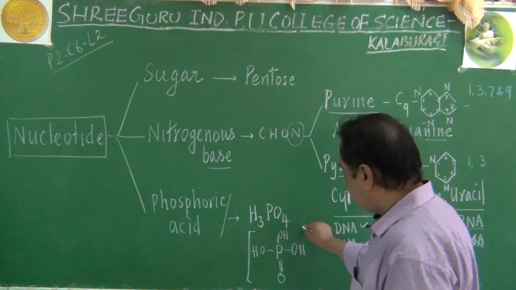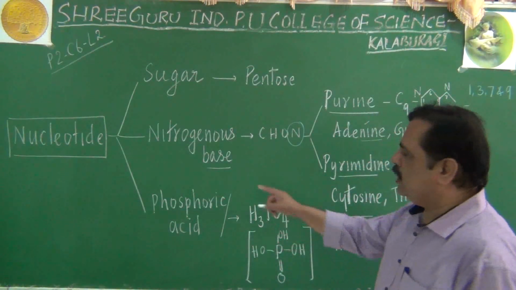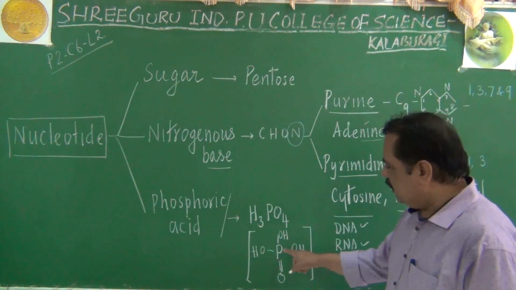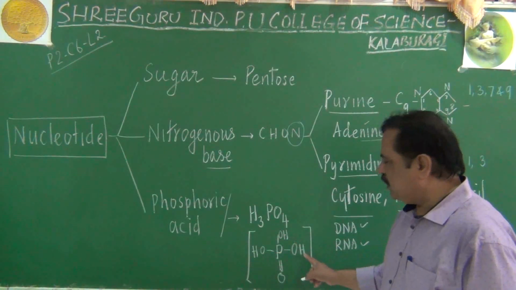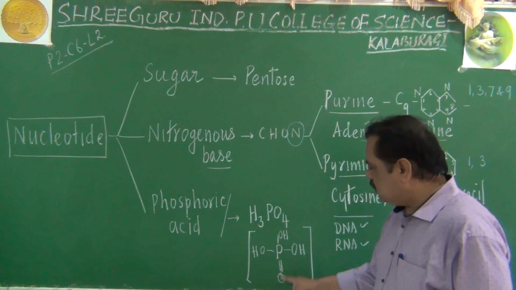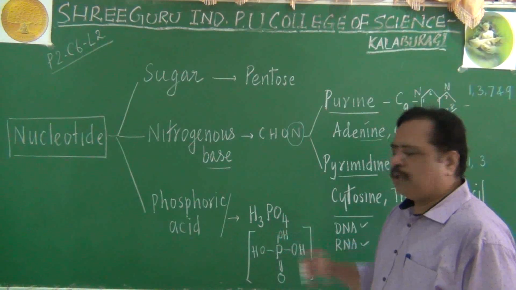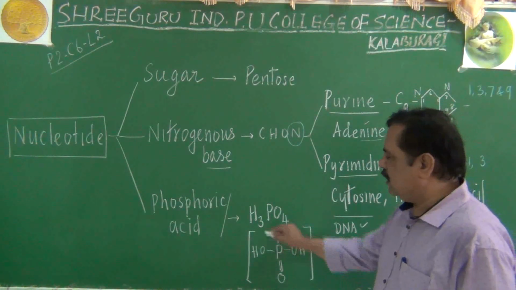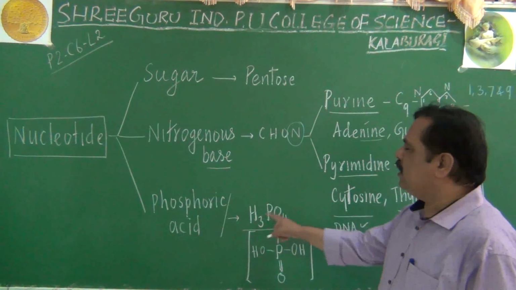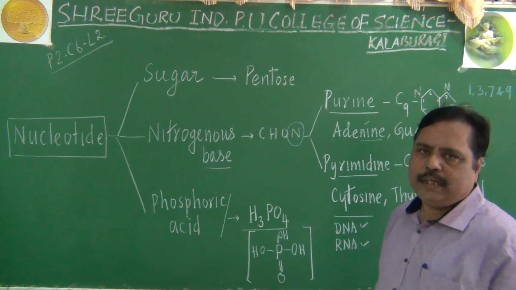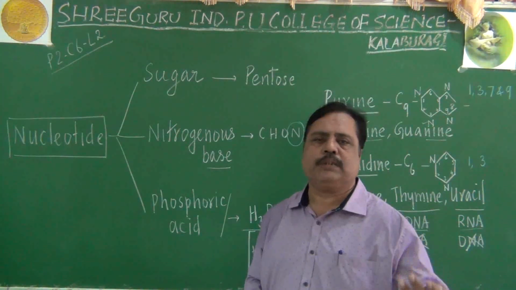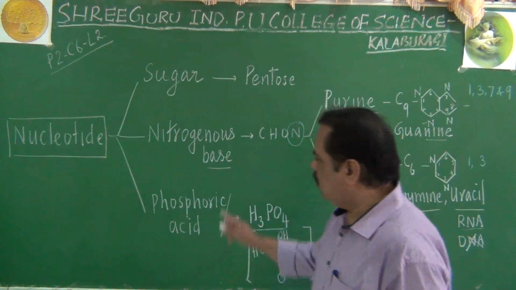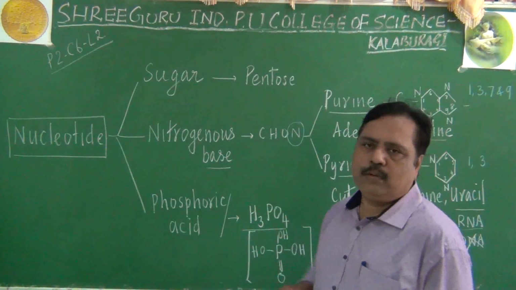So this molecular structure is known as phosphoric acid. Here H3, 3 hydrogen atoms, 4 oxygen atoms and 1 phosphorus group is present. So this is H3PO4, phosphoric acid. In some books it is given as phosphate also. Anyhow, this is regarding a nucleotide.